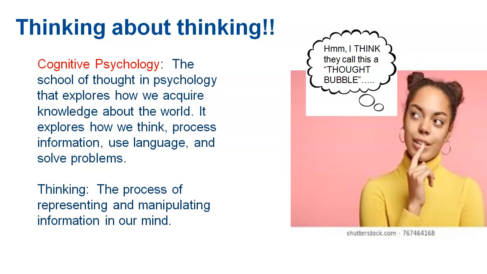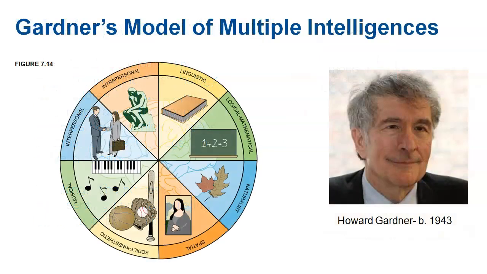And this whole idea of heuristics and all of that go into a field of psychology known as cognitive psychology. What we mean by cognitive psychology is it's a branch of psychology that explores how we acquire knowledge about the world. So how we get information in, how we're getting that knowledge, how we think about it, how we process it, how we problem solve. This is all cognitive psychology.